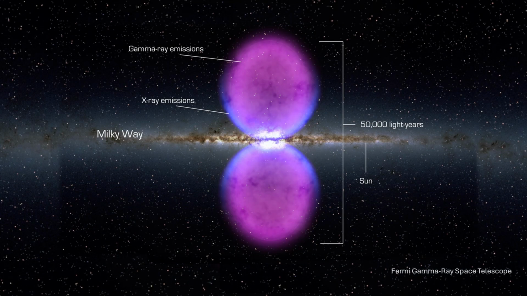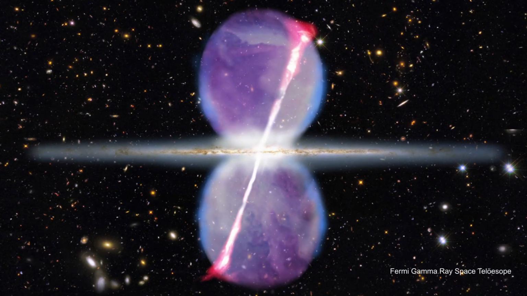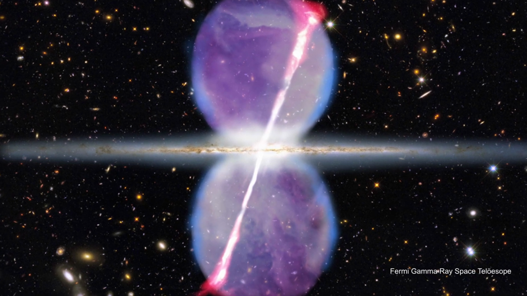3 years later, Fermi identified the gamma-ray source as two huge bundled jets, originating directly from the center of the Milky Way. They are about 25,000 light-years long and inclined at an angle of 15 degrees to the galactic plane.